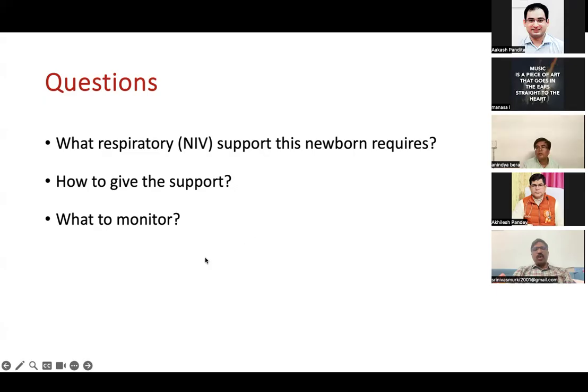But those people who have ventilator CPAP, they can give ventilator CPAP also. Or those people who have flow driver CPAP, they can use that also. So let's see how do we give CPAP for this baby and what do we monitor.